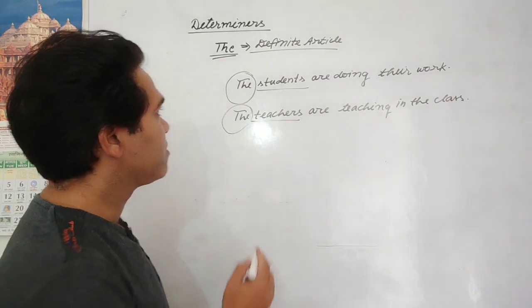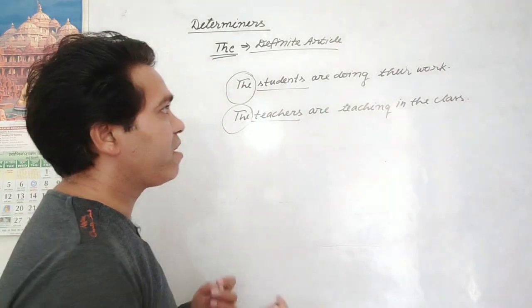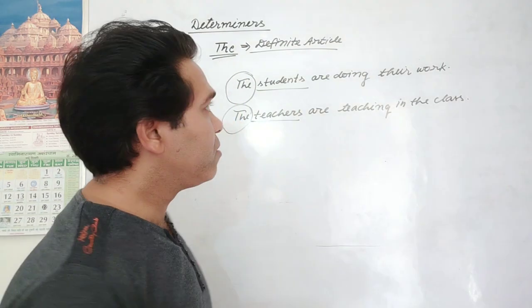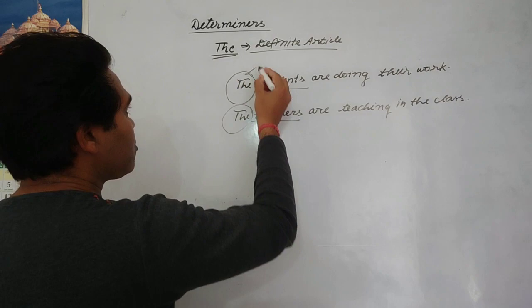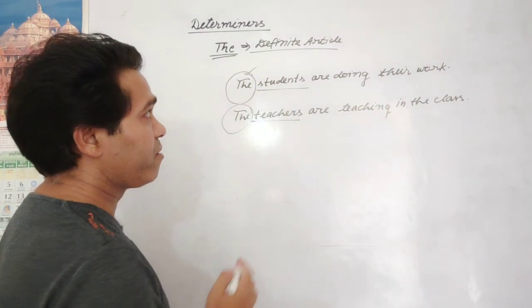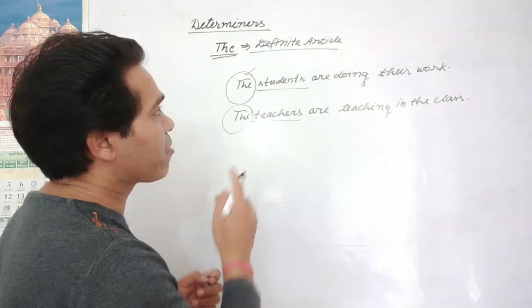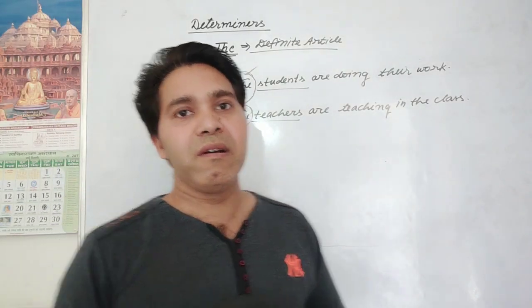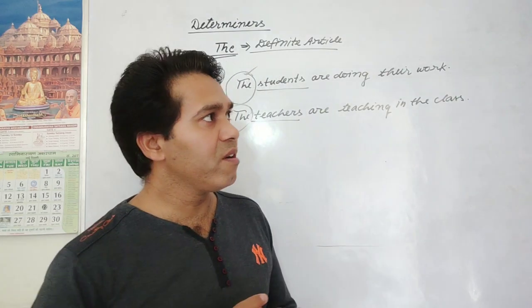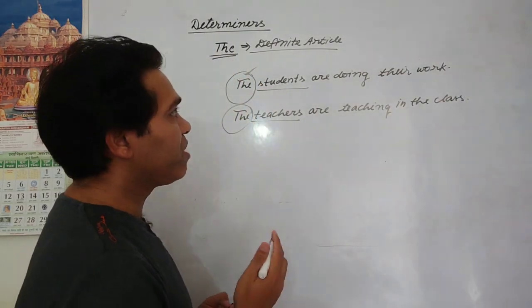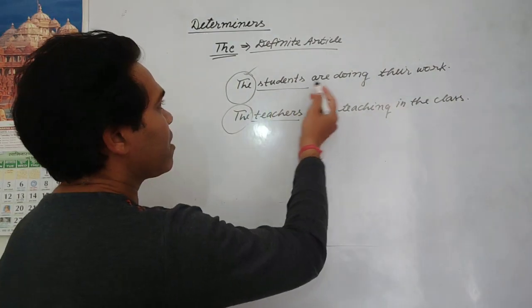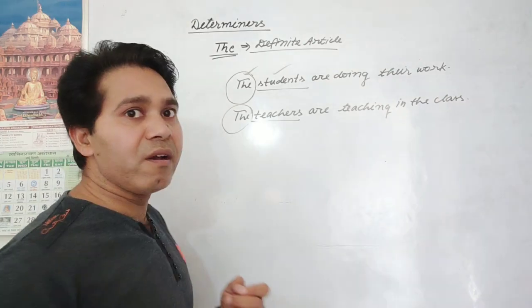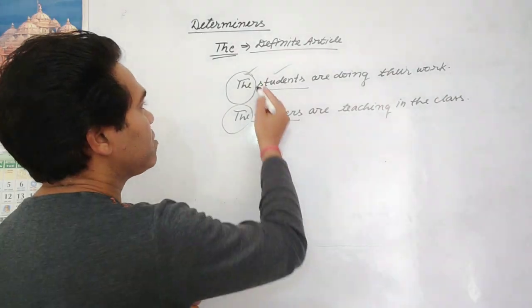Then what is the difference? It means the students and the teachers are familiar, they know each other. If the things or the persons are familiar, it means the students are doing their work, they are familiar. It means we are talking about particular students. Maybe a teacher or anyone is observing, then the teacher can say the students are doing their work. It means the teacher knows about the students. If the speaker knows about the students, then we use the.